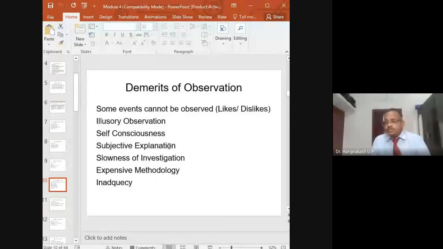Illusionary observation. Sometimes what you see may not be the truth. This happens. It is just an illusion. You find something, but it may not be true. You may see something, it may not be true.